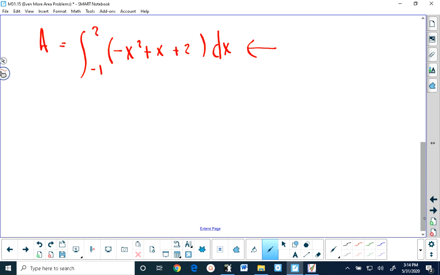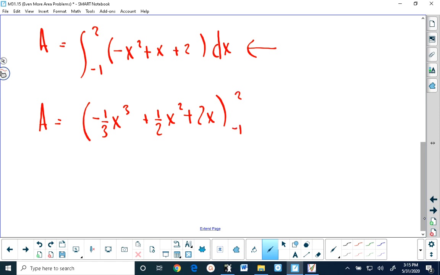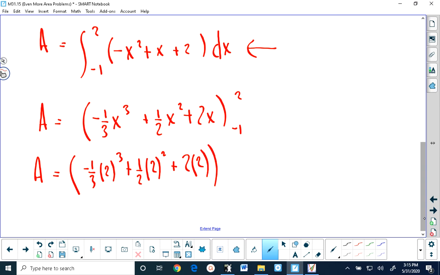I need to anti-differentiate this. I'm going to have -1/3 x cubed plus 1/2 x squared plus 2x evaluated from -1 to 2. Which is going to give us -1/3 times 2 cubed plus 1/2 times 2 squared plus 2 times 2, minus -1/3 times -1 cubed plus 1/2 times -1 squared plus 2 times -1.